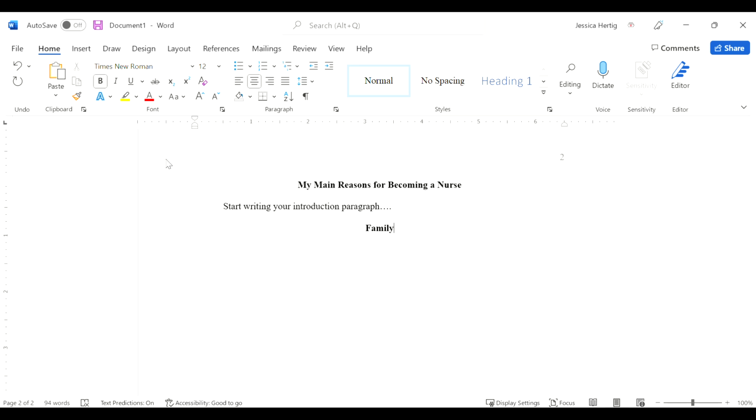Okay? So this is my next level 1 heading. And then to start typing, I just go back to the left side, remove the bold, hit the indent, and start talking about family. And then I might have one, two, however many paragraphs talking about that.